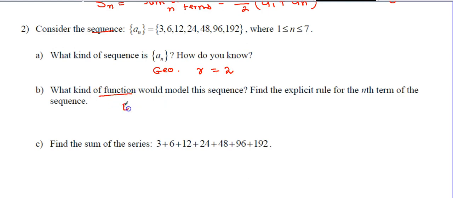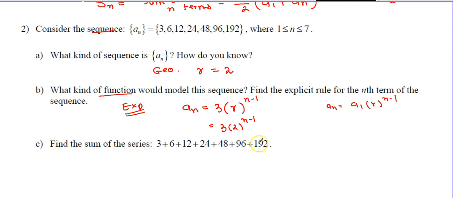What kind of function represents geometric sequences? An exponential function. The rule is a sub n equals the first number, 3, times the common ratio r to the n minus 1. Again, this formula is given to you in the formula sheet. In this case, r is 2, so that's the rule. Now find the sum of this series. Here we are just adding these numbers and we come up with 381.